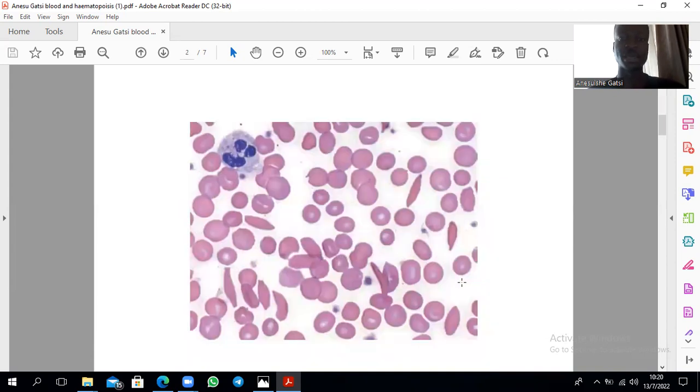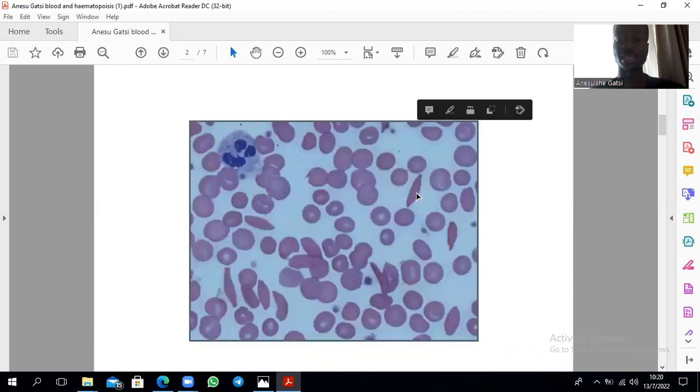Right. Then this is a slide showing sickle cell anemia. We can see the sickling cells, the boat-shaped cells, these ones. Right. That's sickle cell anemia. And that's another red blood cell. You can see the central pallor there.